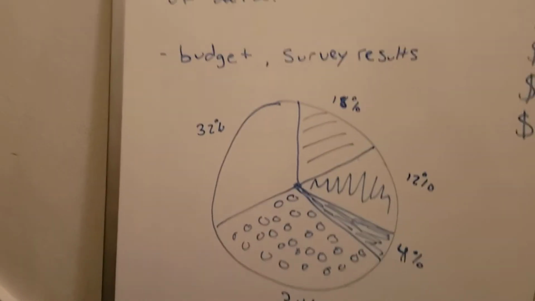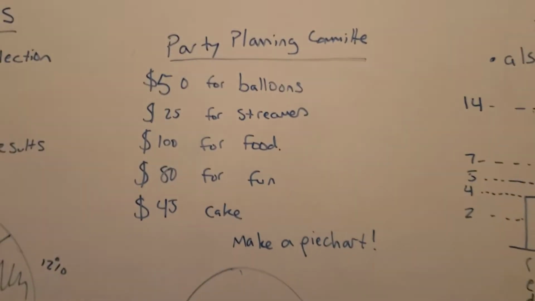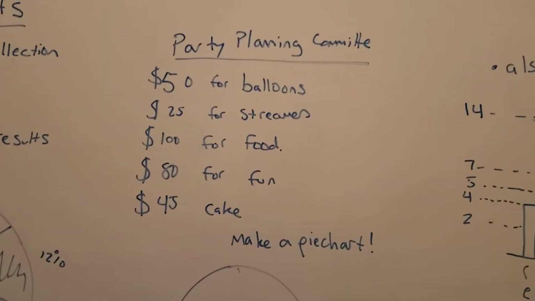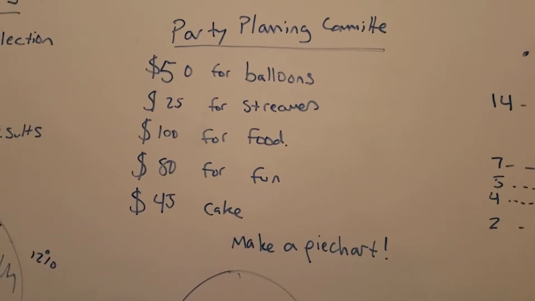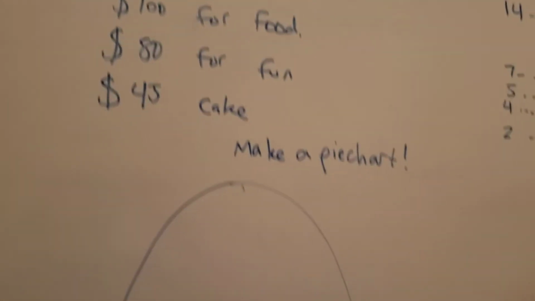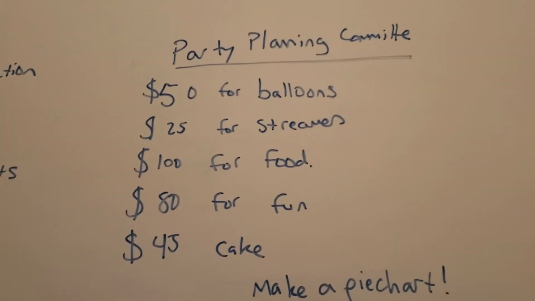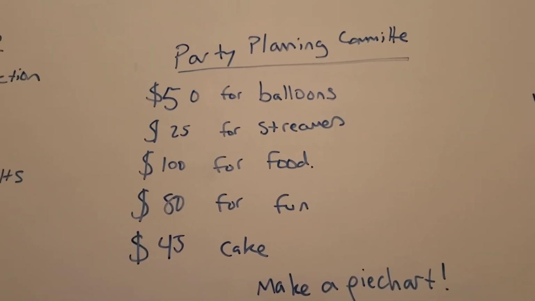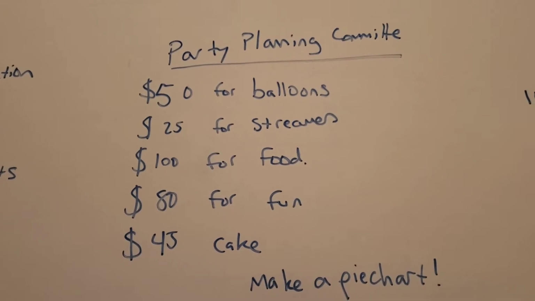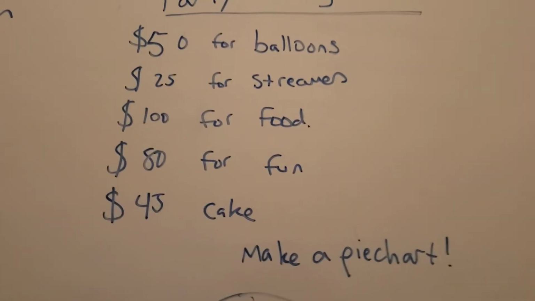You'll get it. Okay. So here's an example of what a problem might look like. Here I've given you a budget, right? Party planning committee, they've got a budget to make a party. $50 for balloons, $25 for streamers, $100 for food, $80 for fun, $45 for cake. So now you've got to make sure that your pie chart is actually representative of the different values you've got here. If you add them all up, you're going to get $300. So $100, which is the biggest one, is going to be about a third of the pie chart.